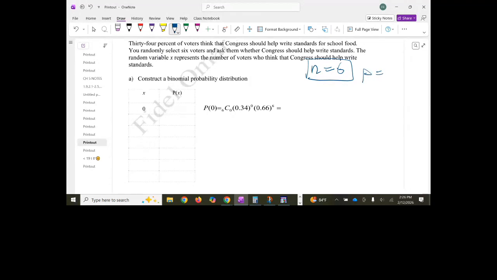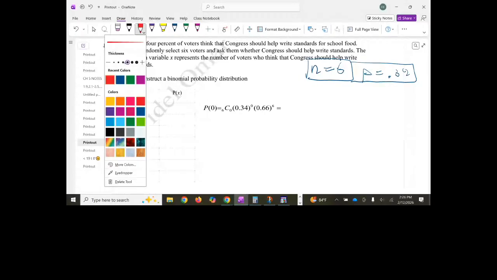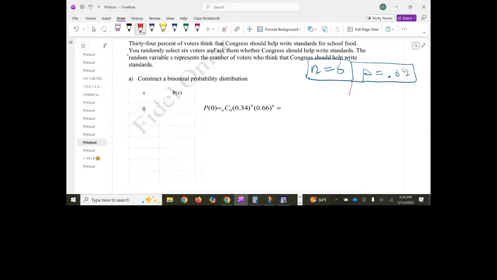Okay, let's find the probability. What's the probability that people said, yeah, I think Congress should help write some of these standards? What was my percent? 0.34. Very good. Okay, y'all, we need one more piece of information. We need our value, y'all, of Q.